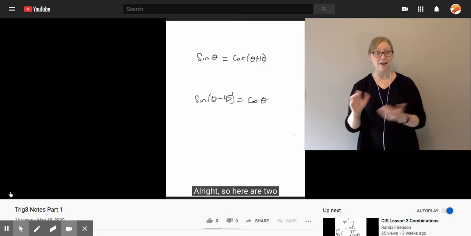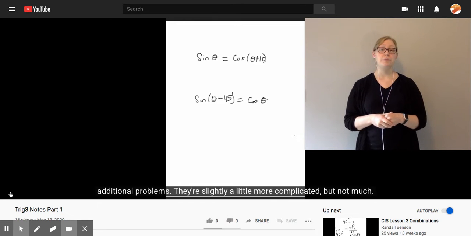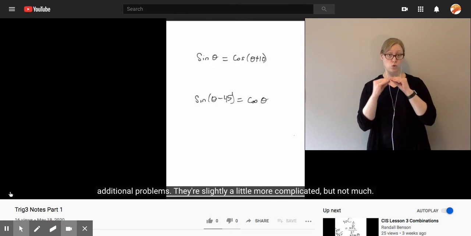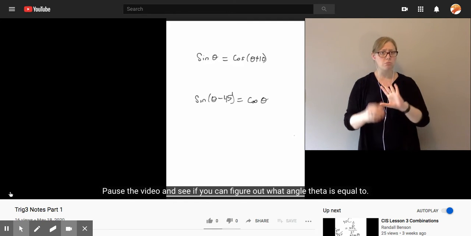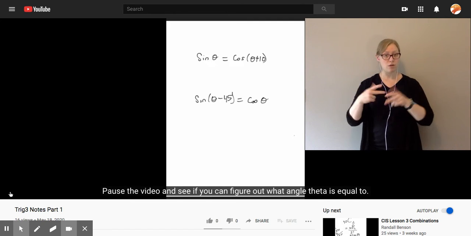All right, so here are two additional problems. They're slightly more complicated, but not much. Pause the video and see if you can figure out what angle theta is equal to.